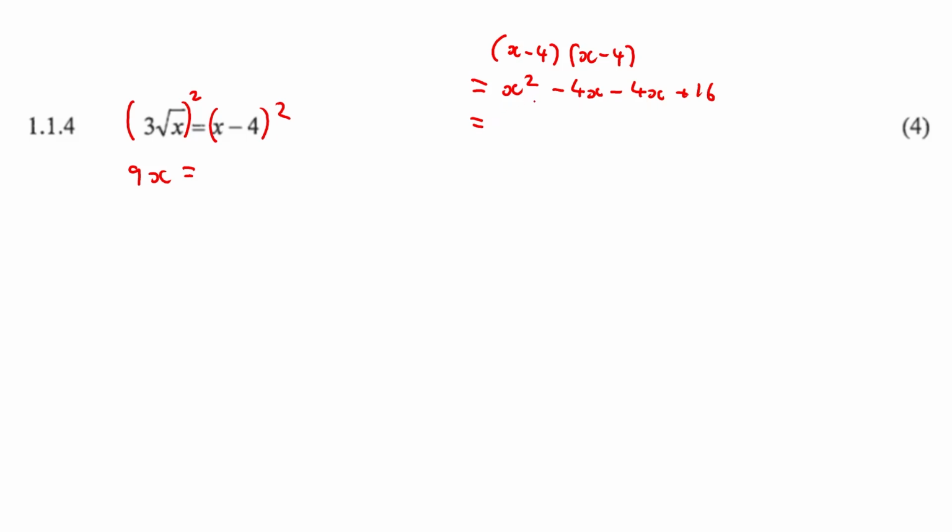Add and subtract like terms. There's no other x squareds. Minus 4, minus 4. They are the coefficients of just x. So, again, x squared minus 8x plus 16. Okay, there are no other constants. And we can just plug that in.